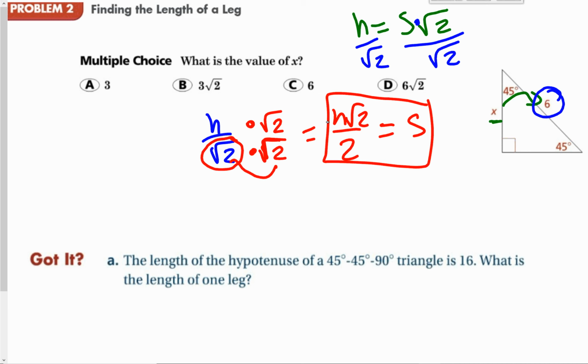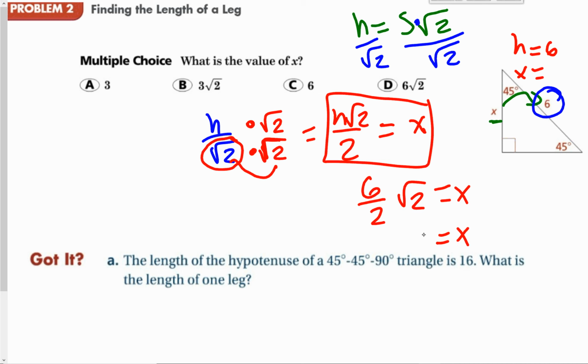So now I can put just 6, my hypotenuse, h equals 6, and I'm trying to find my side, which is x. So I could switch this s to an x. Okay, so now I have to just put my hypotenuse in there. So 6 over 2, root 2. And this will always be the case. And I can simplify that, and I get 6 over 2 is 3. So one way to find the side is take your hypotenuse, divide it by 2, and then times that by root 2.